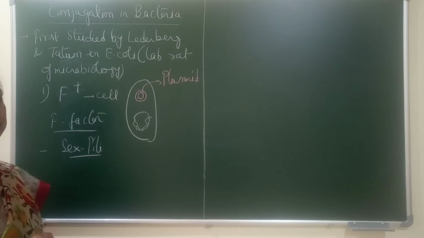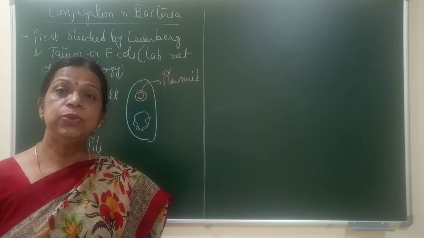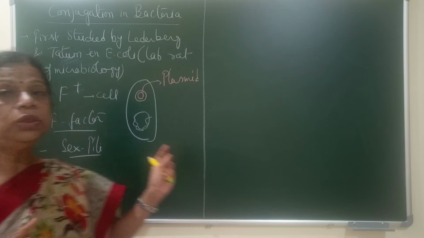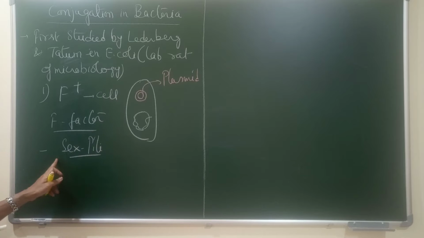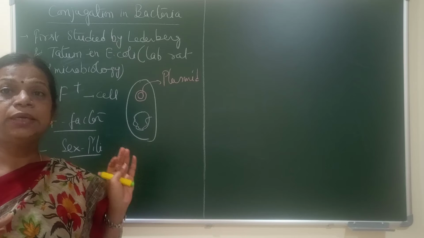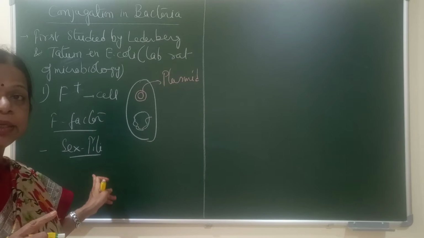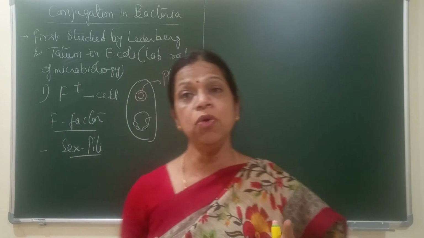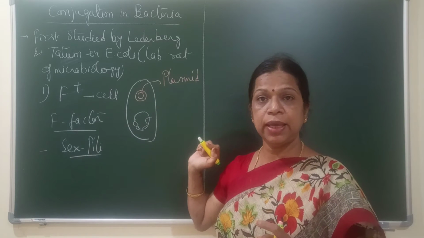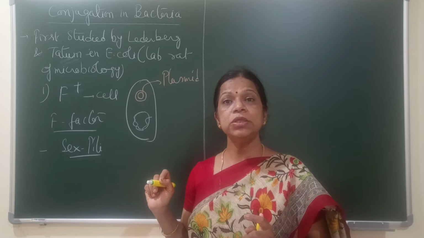Another feature of this cell is that it also develops a type of pili called sex pili. In bacterial cells there are pili which help in attachment, and in addition there are some sex pili which help in the process of conjugation. So F plus cells will have sex pili at certain places on the bacterial cell. Wherever a sex pilus is present, that will induce the formation of the conjugation tube. That is the importance of sex pili.